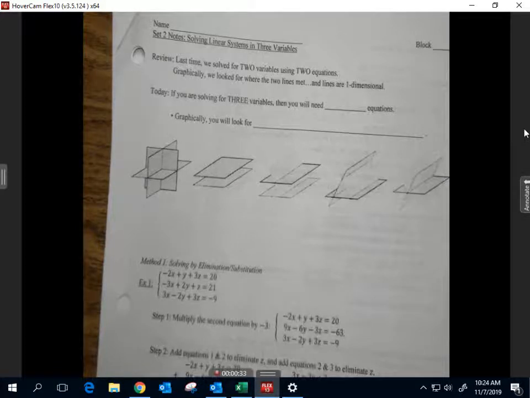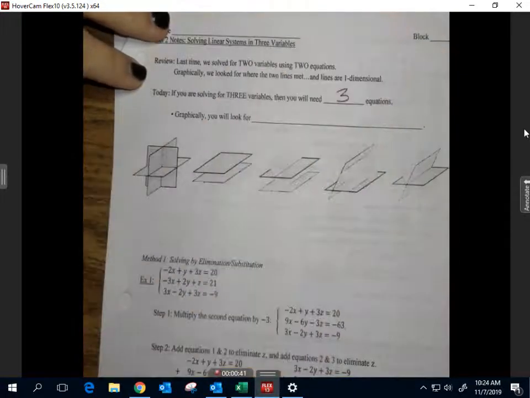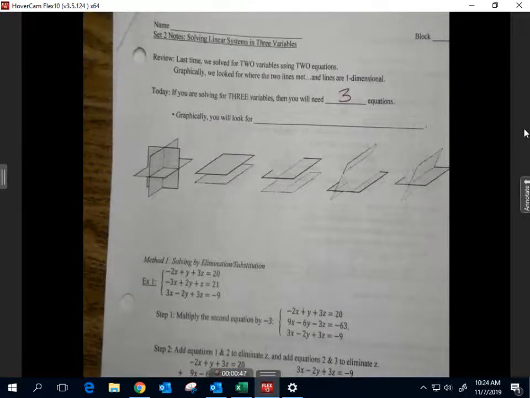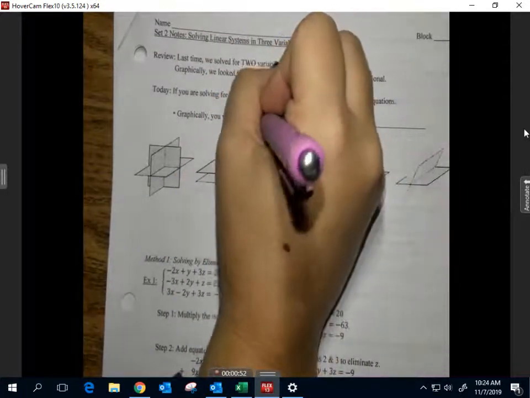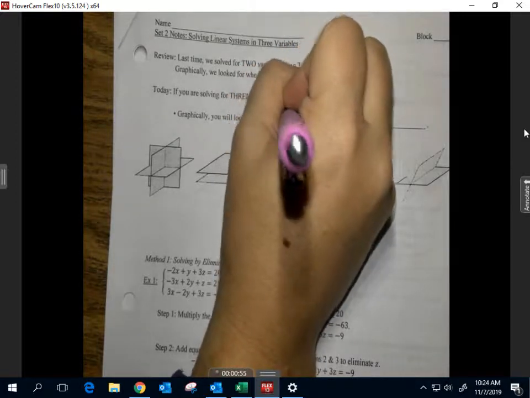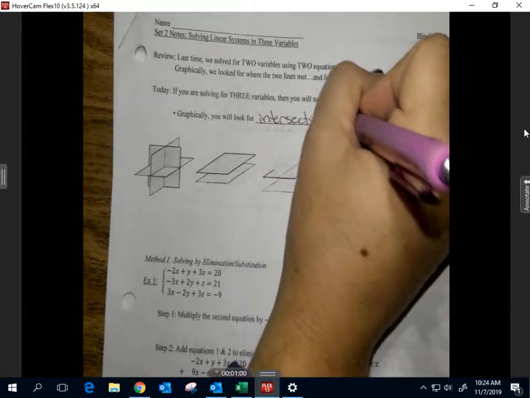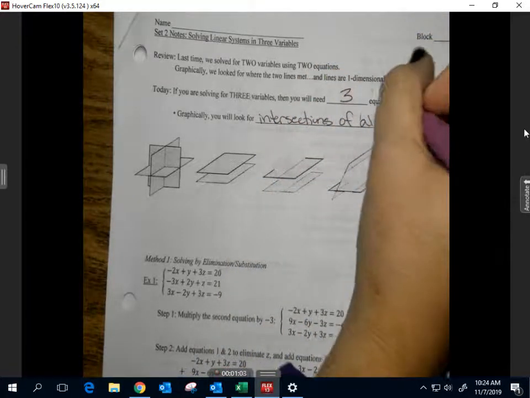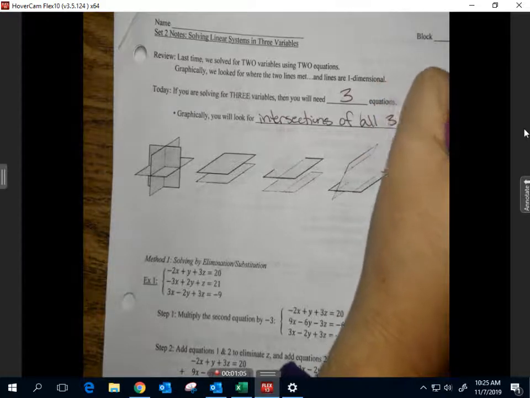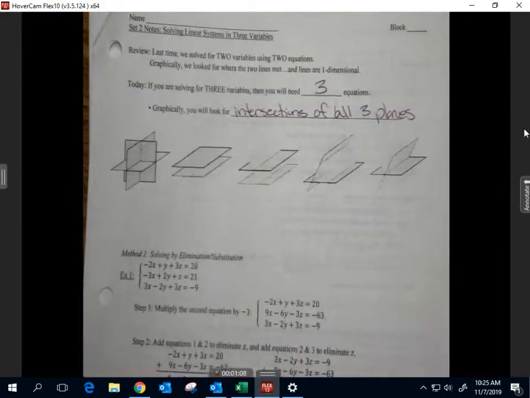But today, we're going to solve systems with three variables. So you will need three equations. Graphically, you are looking for intersections of all three, and these are planes. So instead of lines, we're talking about planes because we're talking about three-dimensional.